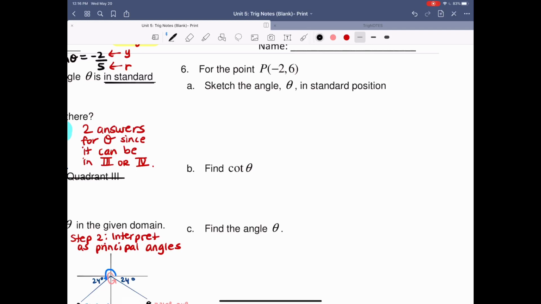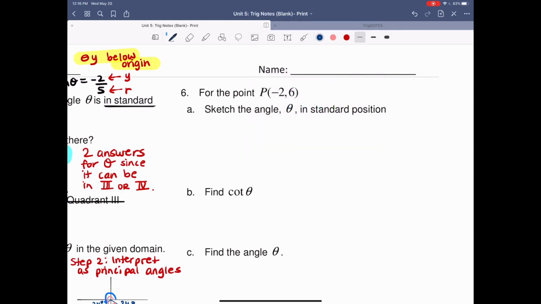Question 6. So I have an x value of -2 and a y value of 6. This is my x and y axis, and I have a coordinate around there because it's at -2 and y of 6, so maybe around there. That means when I'm drawing my principal angle, this is my principal angle. It says sketch the angle theta in standard position. I'm done that question.